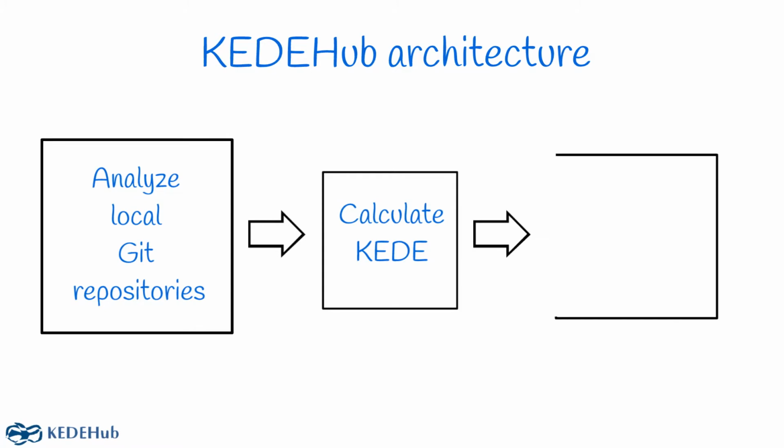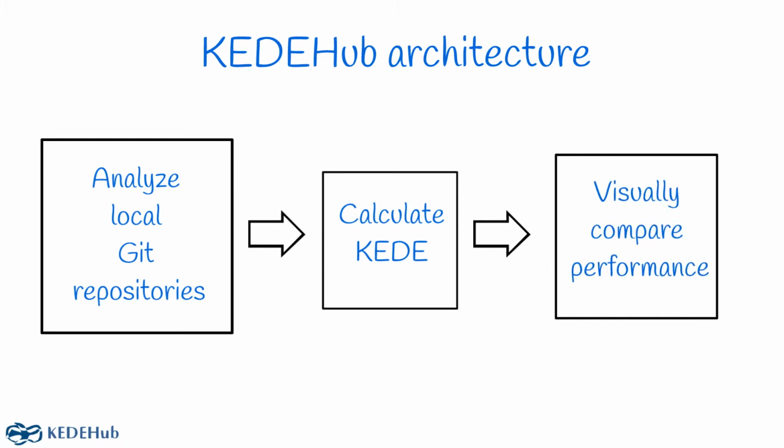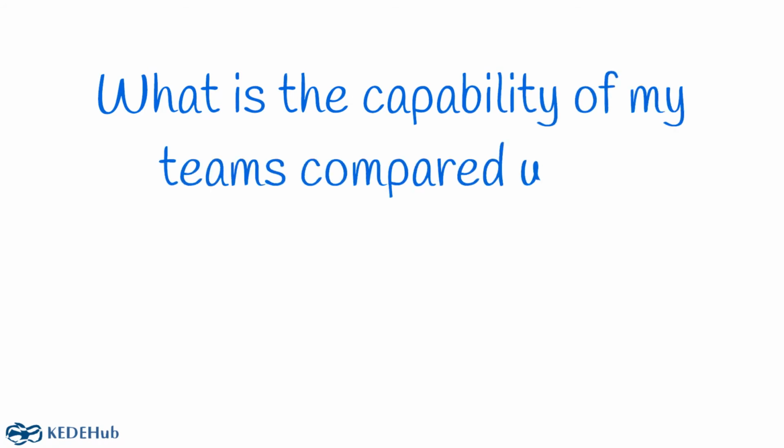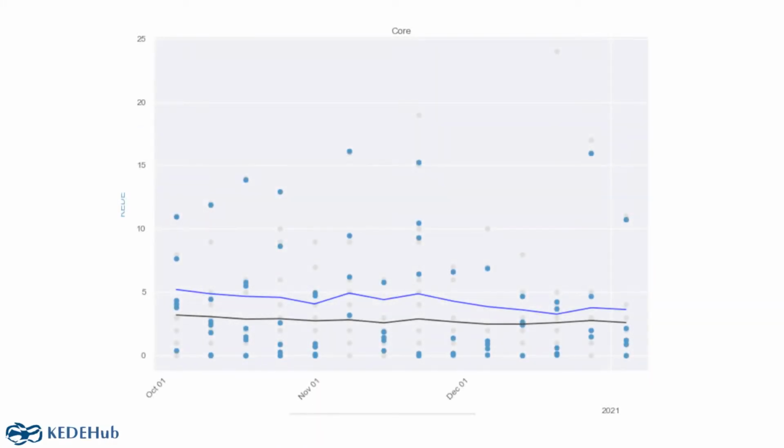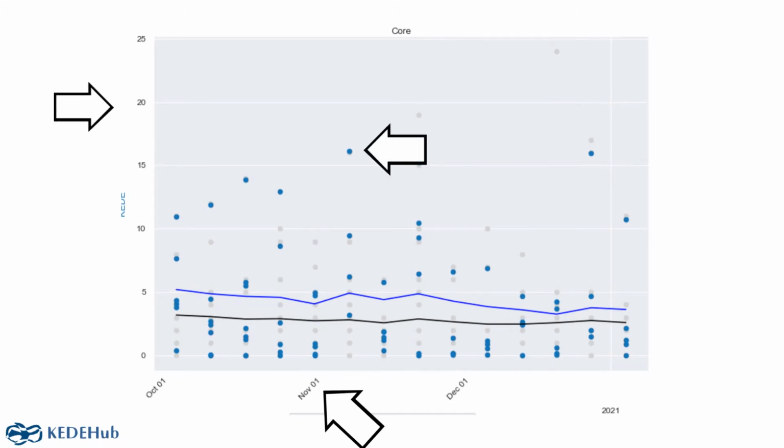After KEDE is calculated, it is presented in visual formats. There are many reports ready for use to compare the capability of developers, projects, teams, and even companies. To check what is the capability of your teams, and compare it with the average level in the company, KEDEHub offers two reports. First is a time series of aggregated weekly KEDE values for a team, and a selected period. On the x-axis we have the week dates. On the y-axis we have weekly KEDE values. Each of the team's individual developers' aggregated weekly KEDE is presented as a colored dot on the diagram. The dark blue line is the average weekly KEDE for all developers on the team.